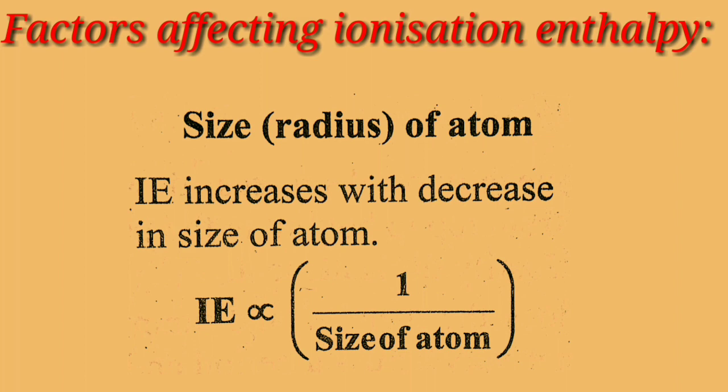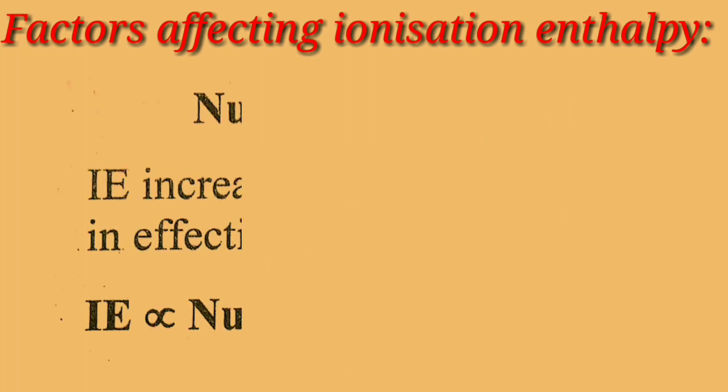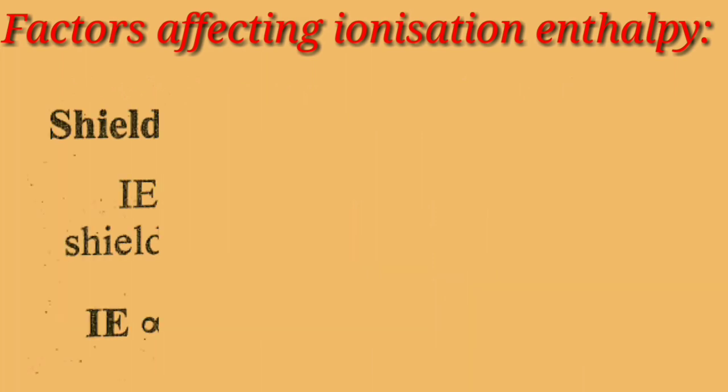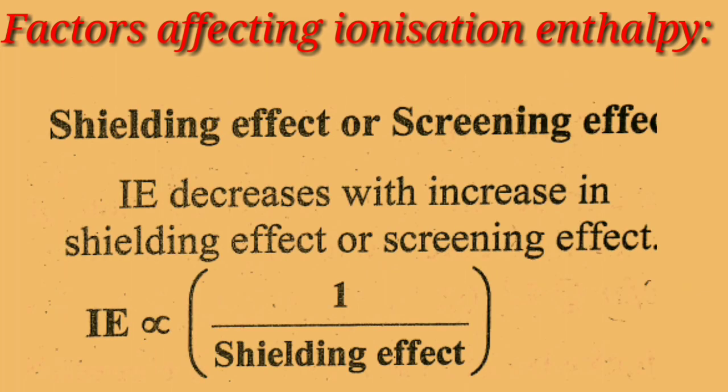Then the second factor is nuclear charge. Ionization enthalpy is directly proportional to nuclear charge. As nuclear charge increases, ionization enthalpy also increases. And the third factor is shielding effect. Ionization enthalpy is inversely proportional to shielding effect. As shielding effect increases, ionization enthalpy decreases.